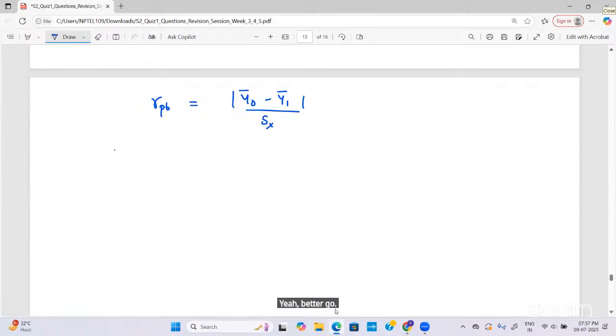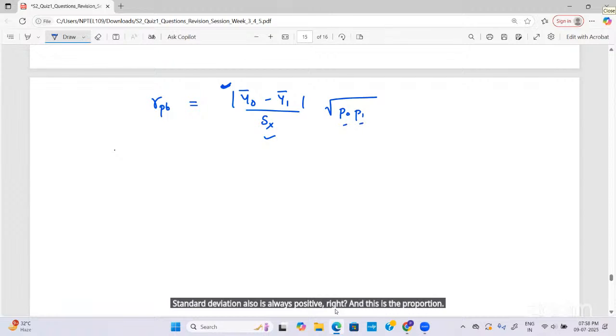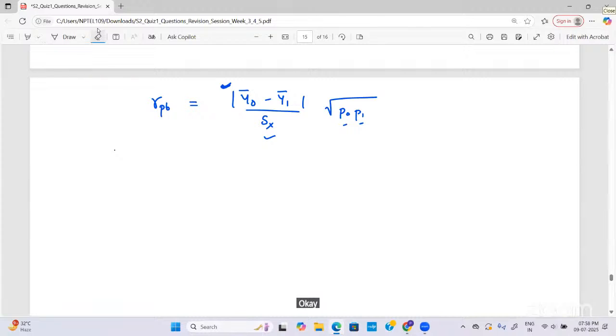Here, do we just take the difference, or is the mod value necessary in this formula? It is the difference only. We are taking the absolute value. So if you take the absolute value, it will be positive. Standard deviation is also always positive, right? And this is the proportion, so this can also not be negative. So the entire value will be positive only. And if you do not take the absolute value, then it might be negative.